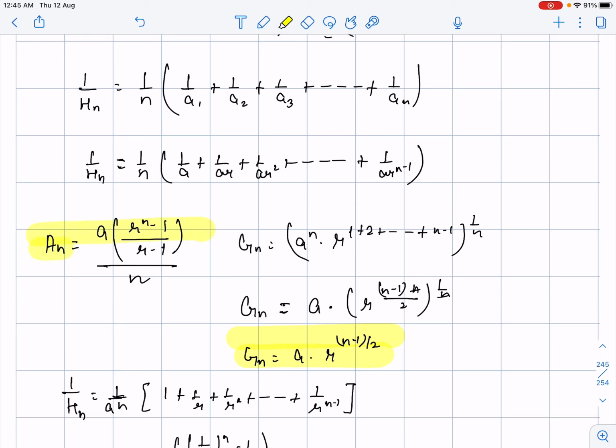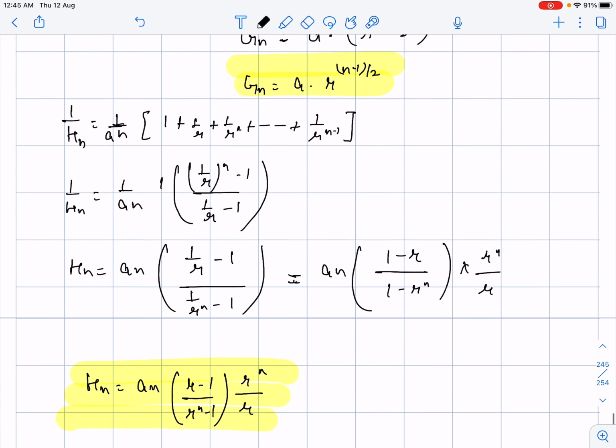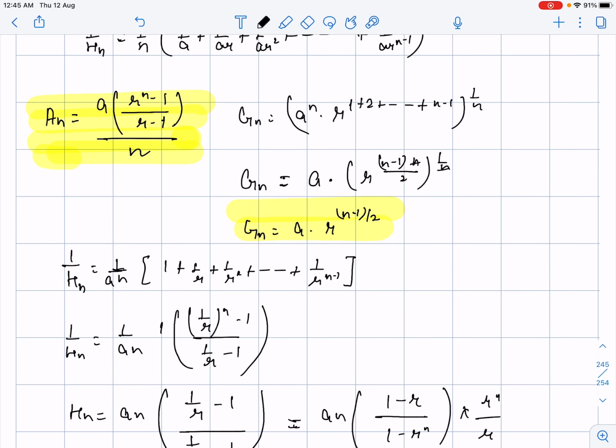We'll be going to get the relationship between an, gn and hn. What we could see is that we have something common between an and hn. An is what we know: a upon n multiplied by r to the power n minus 1 divided by r minus 1. This is the very important step, okay?